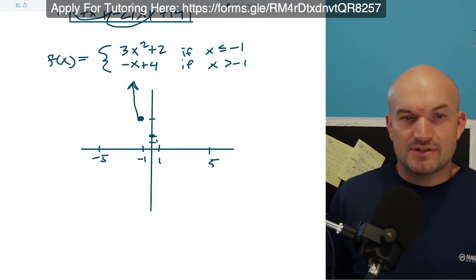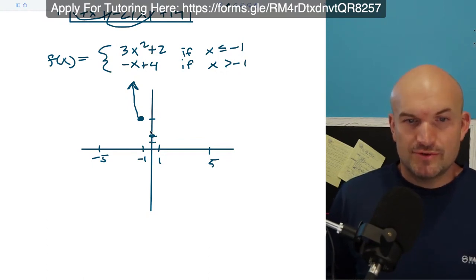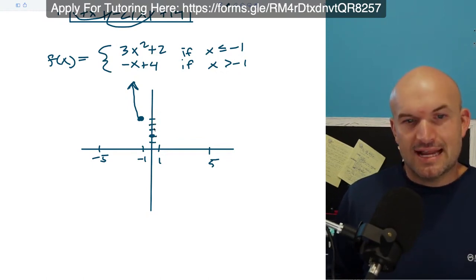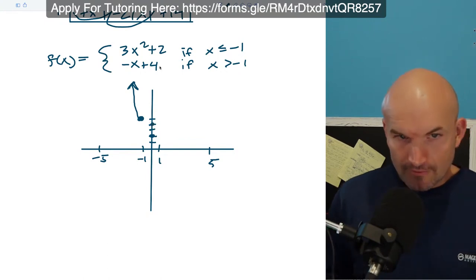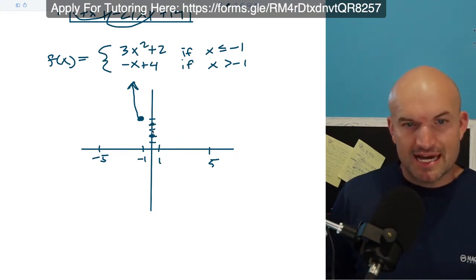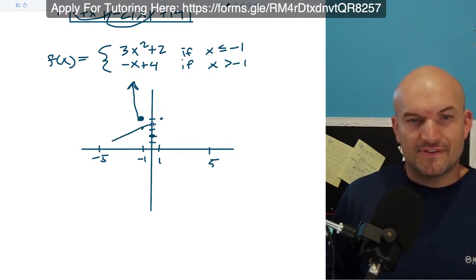Then we have -x plus 4. So now I'm going to go up to 4. So 1, 2, 3, 4. All right. And now we're going to follow the negative slope. So again, that would be like down 1 over 1, right? Up 1 over 1. And so therefore you can graph that line, and it looks like this.